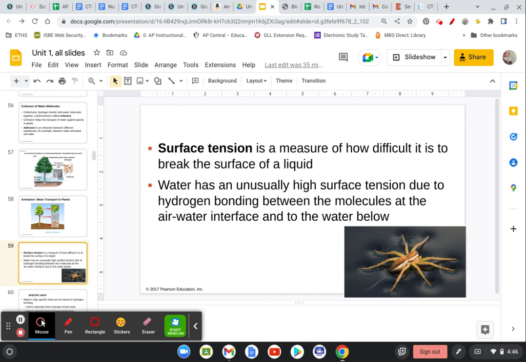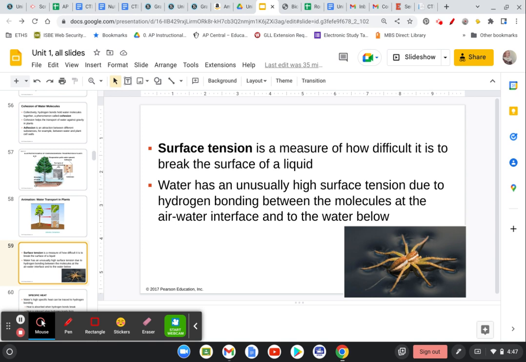Another property that comes out of this whole hydrogen bonding is something called surface tension, and that's a measure of how difficult it is to break the surface of a liquid. For us big folk, humans, that is, it's very easy to break the surface of liquid. Anyone who has tried to do a jump off of a diving board and done a belly flop knows that you can break the surface. It might hurt a lot, but you definitely can break it.